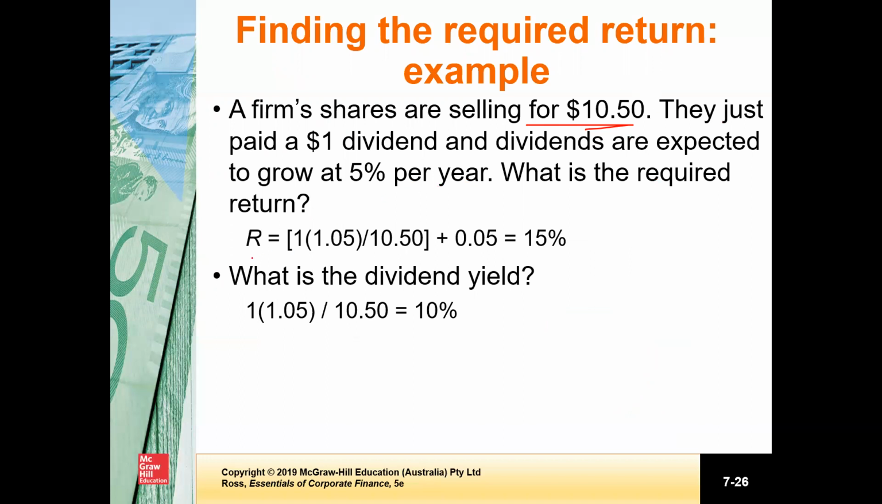So you just use that rearranged equation. The required rate of return equals 1, which is the latest dividend, times 1.05, so that's 1 plus the growth rate, divided by the current share price. And you see that it is 15%, which means that if the share is trading in the market at 10.5, and they have paid a dividend of $1 last year, and there is an estimated growth rate of 5%, it means that investors want to earn a 15% return from this investment. And that's why the share is selling at $10.5.